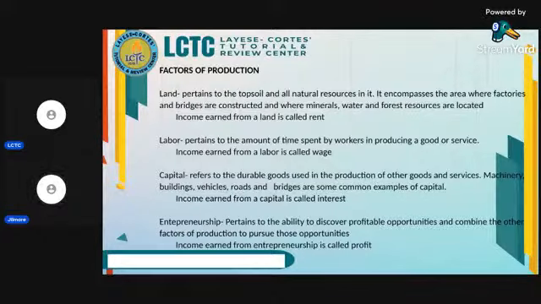Again, income earned from land, that's rent. Income earned from labor, that's wage. Income earned from the capital, interest. Income earned from entrepreneurship, profit.